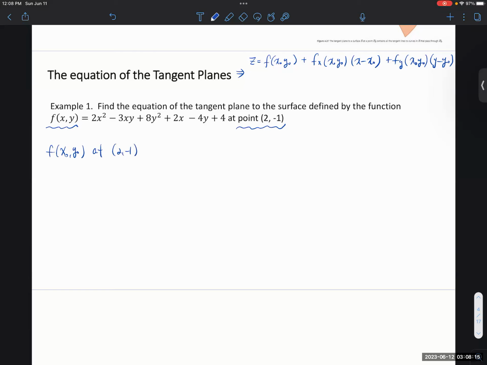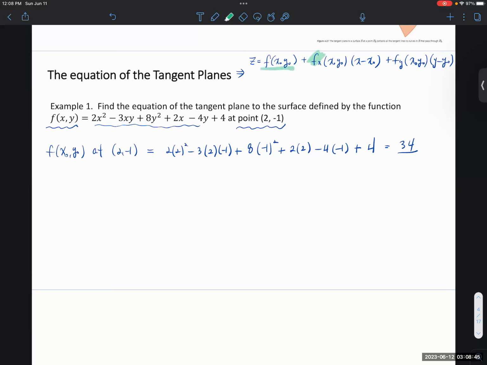So what is it? You're literally going to plug in 2, -1 into this equation, correct? So that is going to be 2 times 2 squared, 3 times 2 times -1, 8 times -1 to the second power, 2 times 2, -4 times -1, and 4. So if you calculate it, it should be 34.